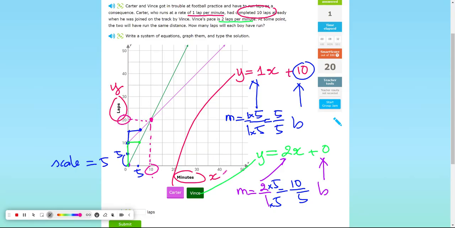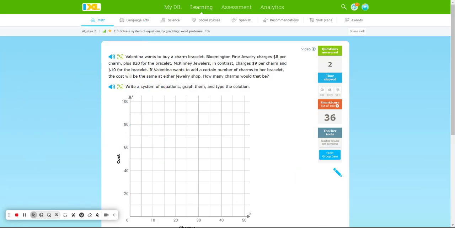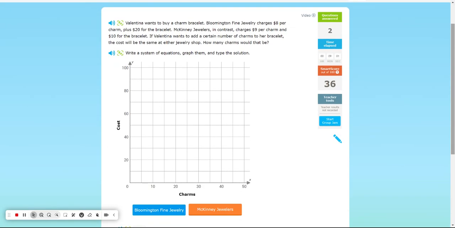Okay, so let's see the question over here. How many laps have each boy run? Okay, so let's take a look over here. So how many laps? So I will put the number 20 into the box. Okay, so put it right there, 20, and I submit. All right, beautiful. We got 36 points.